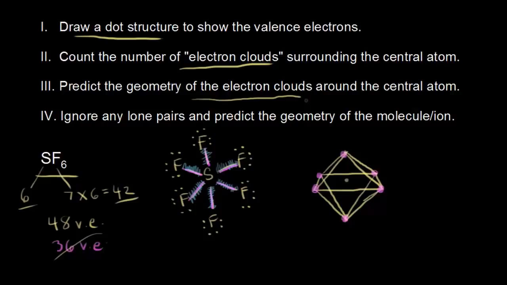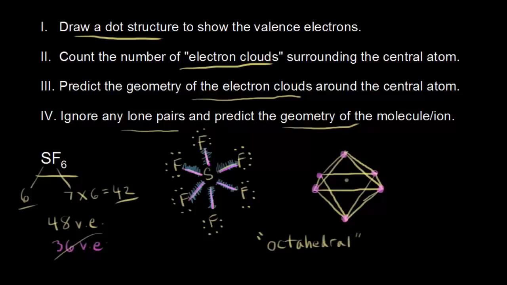They occupy an octahedral geometry. Step 4, ignore any lone pairs in your central atom and predict the geometry of the molecule. Well, since we have no lone pairs on our central sulfur, the geometry of the molecule is the same as the geometry of the electron clouds, and so therefore we can say that sulfur hexafluoride is an octahedral molecule. So let's go ahead and write octahedral here.